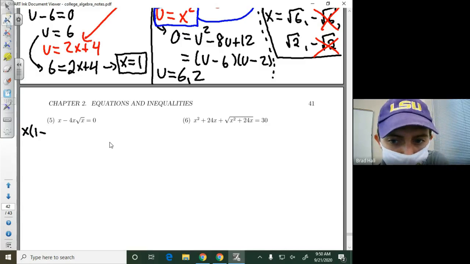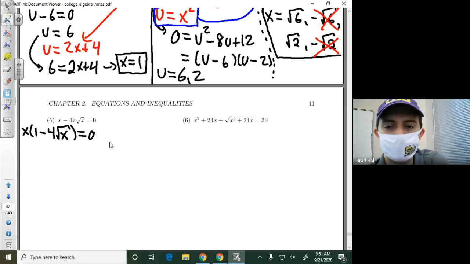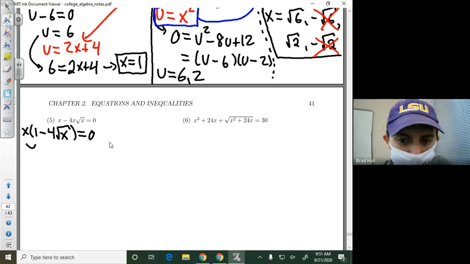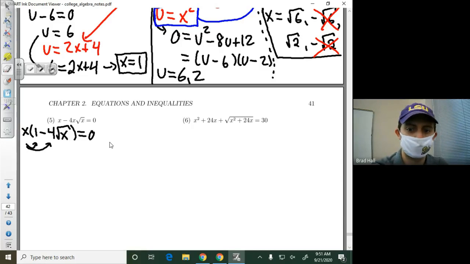So 1 minus 4 square root of x is equal to 0. I didn't do any substitution. I saw that both terms had an x in common, so I factored out the x. If you factor out an x from x, you get 1. If you take the x out of negative 4x square root of x, you just get the square root of x. You can verify this by quickly distributing back in, and you get right back to where you started.